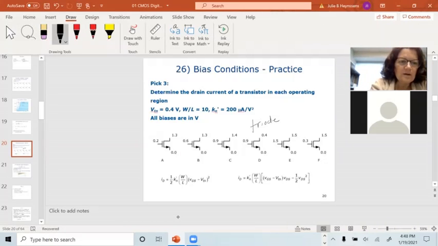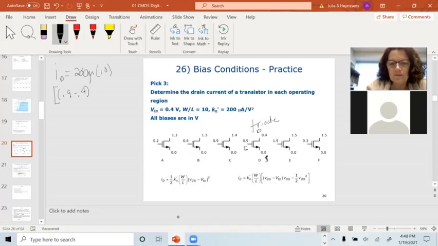If I want to calculate the current ID, Kn prime is 200 microamps per volt squared. W over L is still 10. Now that gets multiplied by this whole thing, VGS minus VT. This is the gate, this is the drain, this is the source. VGS is 0.9. So 0.9 minus 0.4, 0.5, times whatever VDS is, which is 0.4, minus 1/2 VDS squared, which is 0.4 squared.